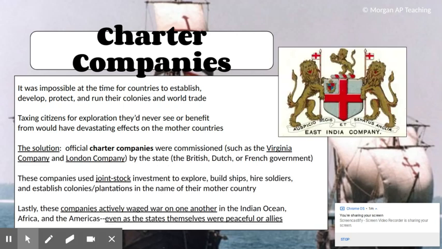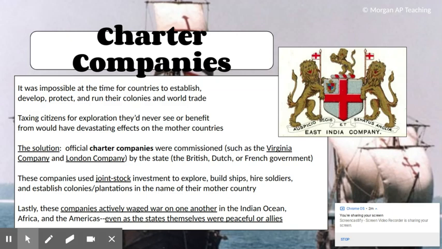Charter companies. It was impossible at the time for countries to establish, develop, protect, and run their colonies and world trade. It was way too much. And taxing citizens for exploration they never see or benefit from would have devastating effects on the mother countries. The citizens would be like, hey, why are you taxing us? What's the reason? The solution was to have official charter companies that were commissioned, such as the Virginia Company and London Company, by the states, such as the British, the Dutch, or French government.